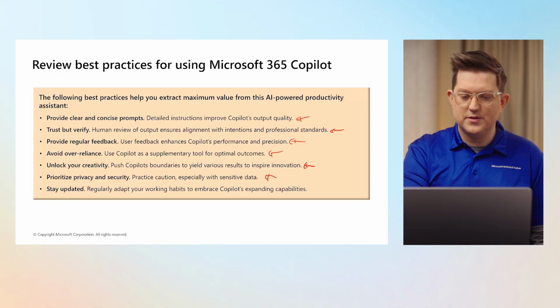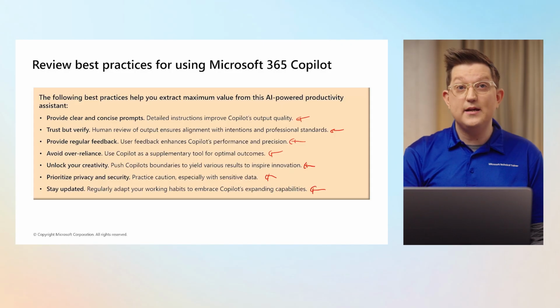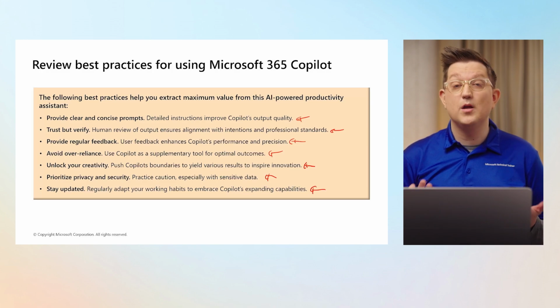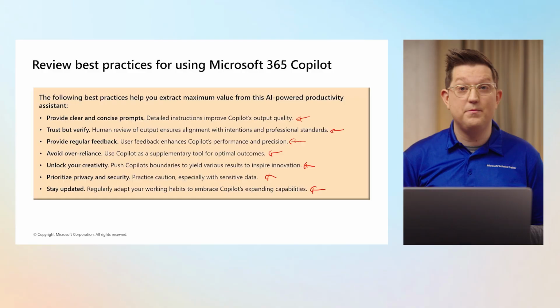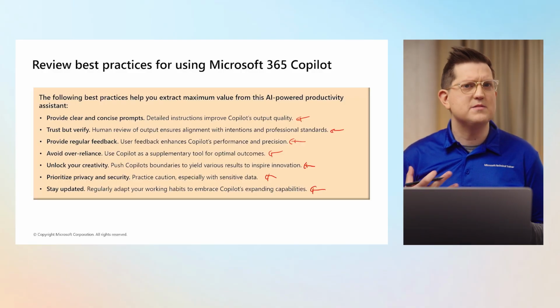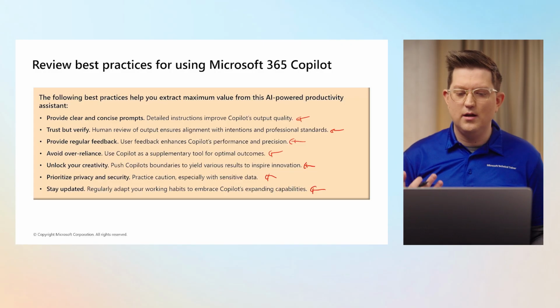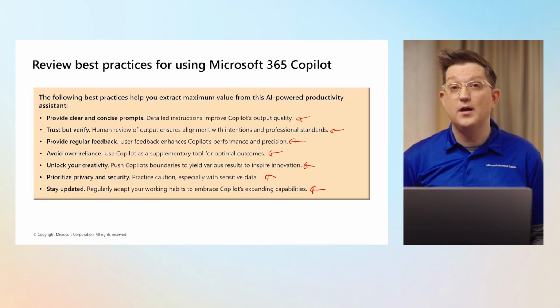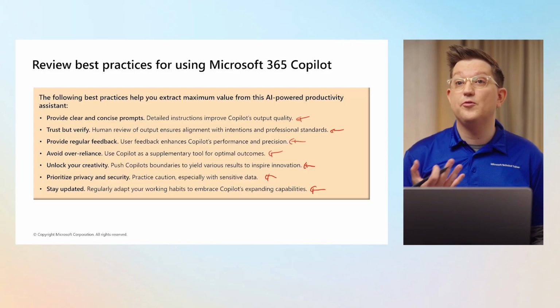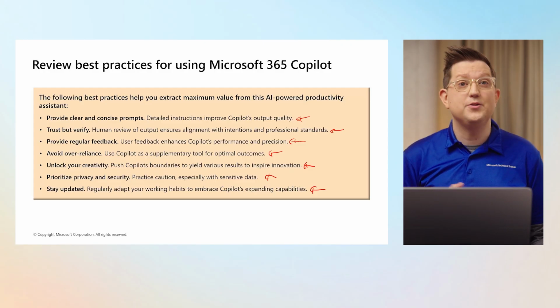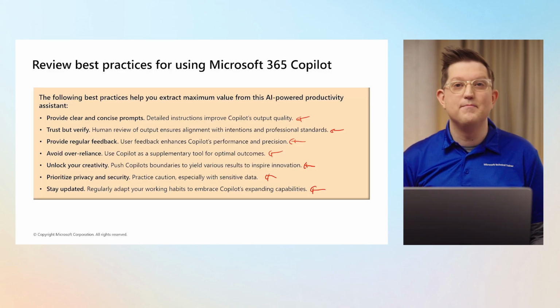And the last two are important for us. Stay updated. We're always improving Copilot and adding in new protections and new skills, and ensure that you're prioritizing privacy and security. Those go hand in hand. New skills lead to new ways of using Copilot. New ways of using Copilot lead to new areas that you might not expect. So always be understanding and be cautious when you're working with sensitive data. Copilot will work with your sensitivity labels and all of the things we expect, but you still need to be careful and still need to be cautious. So always be thinking at the forefront, how am I prioritizing privacy and security while still getting the most out of the tool?